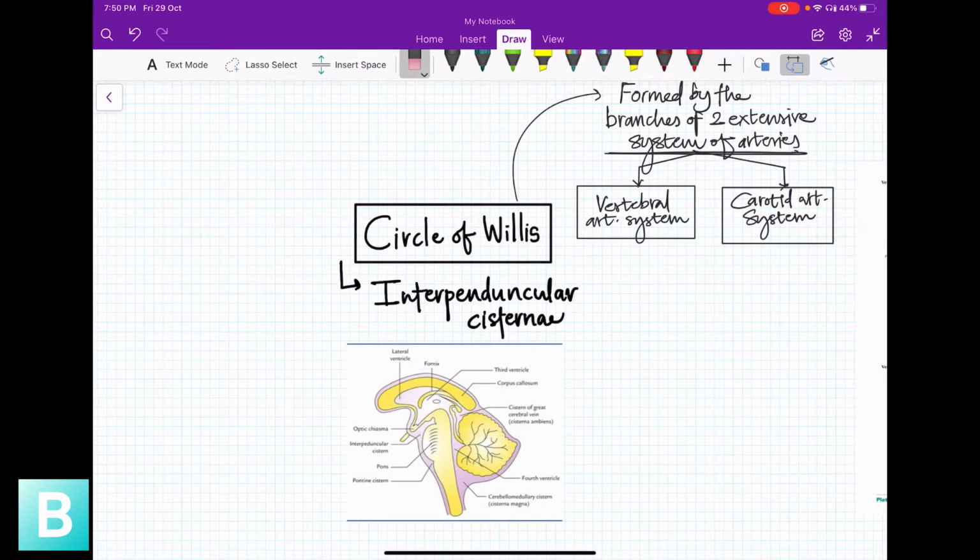Circle of Willis is present in the interpeduncular cisternae, which is the area where the CSF is in loose contact with the arachnoid and pia mater. Here we can see the interpeduncular cisternae. Then it is formed by the branches of two extensive systems of arteries, which is the vertebral artery system, and the second one is the carotid arterial system.